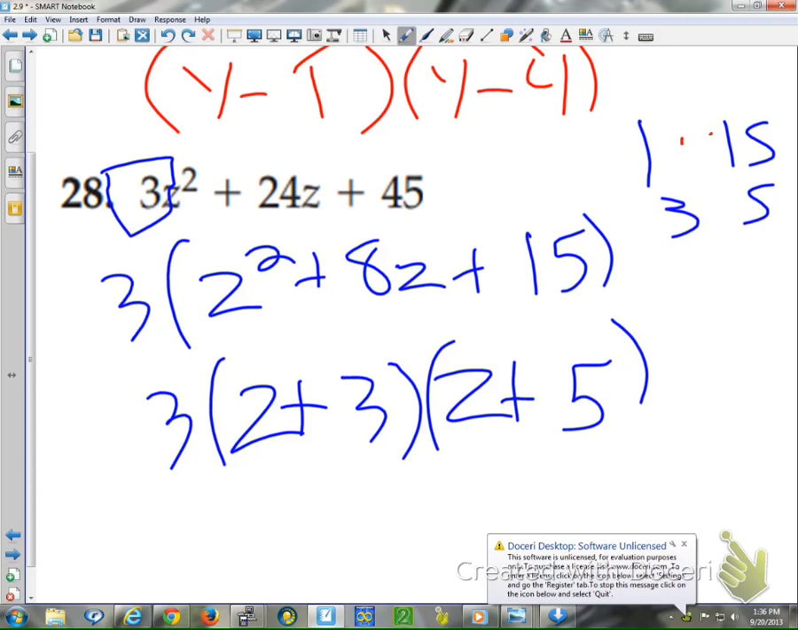Is the second parentheses a 2 or a Z? There's Z's. I don't put slashes through my Z's. I should. I write them like they write them, without the curves. So, it's a Z. And what about the first one? They're both Z's. Okay. 3 times Z plus 3, and then Z plus 5.